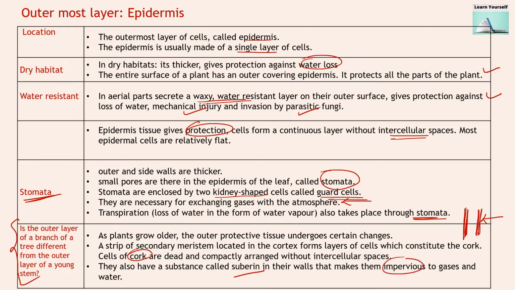Now what is the meaning of impervious? Impervious means the exchange of any material will not be possible through this cell. So they will not allow any kind of exchange. Once these cells are dead, they will not allow even the exchange of gases and water through them. So they make a complete protective layer on the outer surface of the plant. And the example is cork.